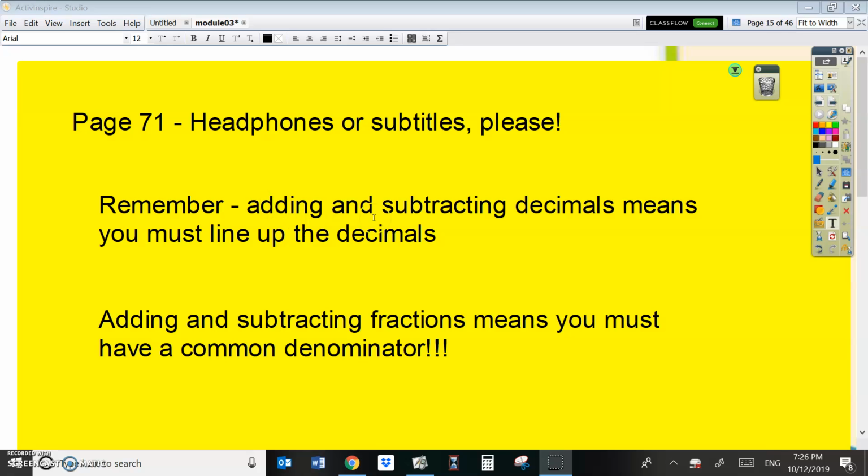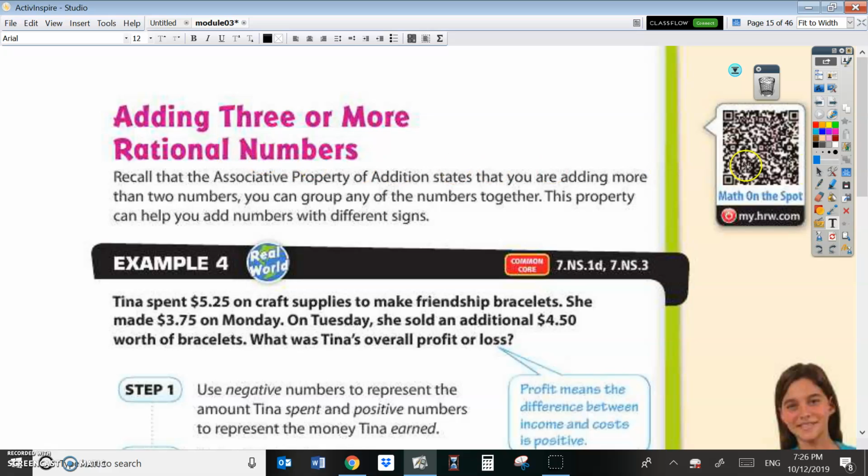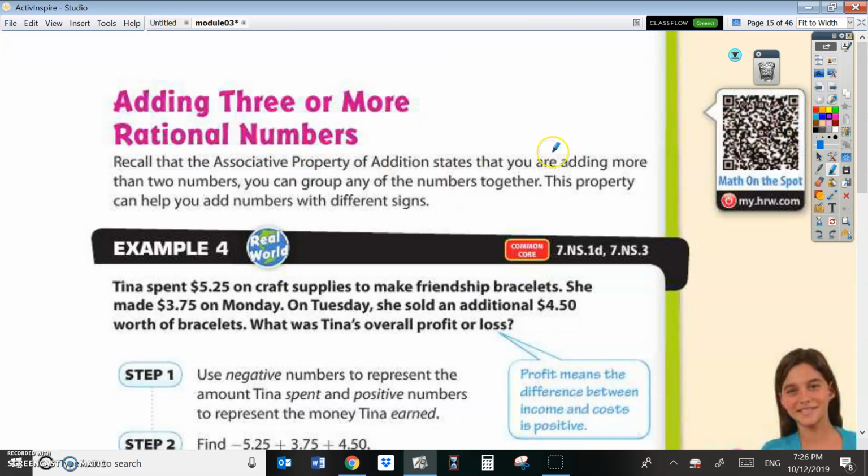Remember, adding and subtracting decimals means you must line up the decimals, and adding and subtracting fractions means you must have a common denominator. This right here is interesting. The associative property of addition says you can group any of the numbers together, and it helps you add numbers with different signs.